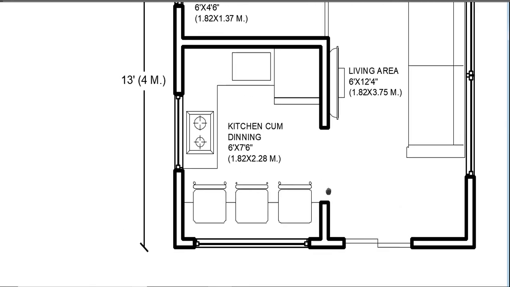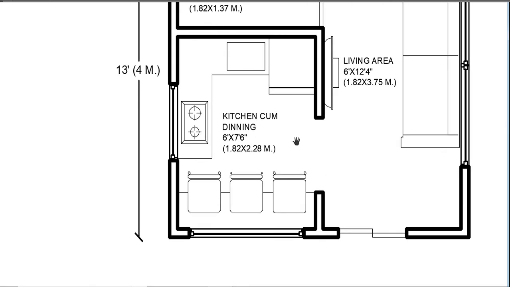On the left side we have kitchen cum dining area here. The size of the kitchen cum dining area is 6 feet into 7 feet 6 inches, in meter 1.82 into 2.28 meter. You can see here the kitchen counter, burner, sink and also refrigerator arrangement, and we have dining counter with 3 chairs and two large size windows for ventilation and light purpose.